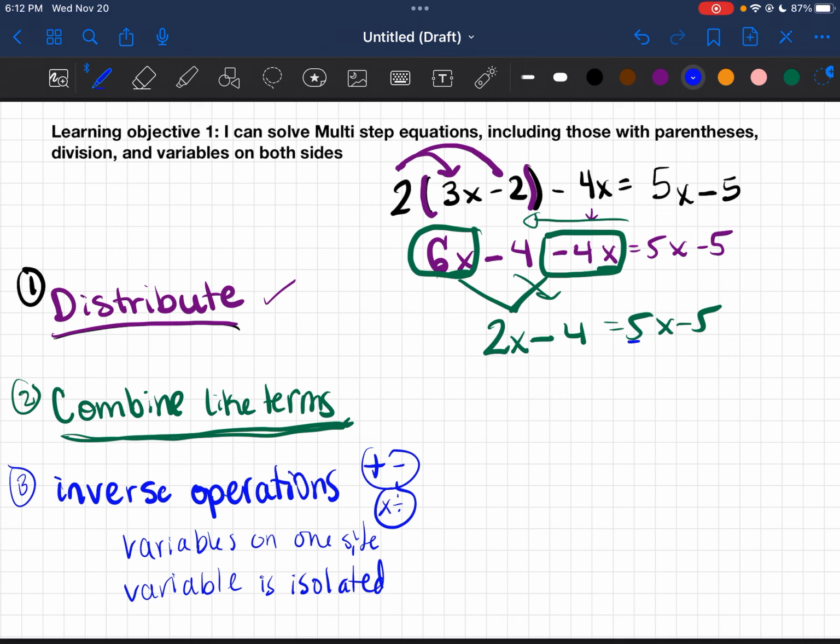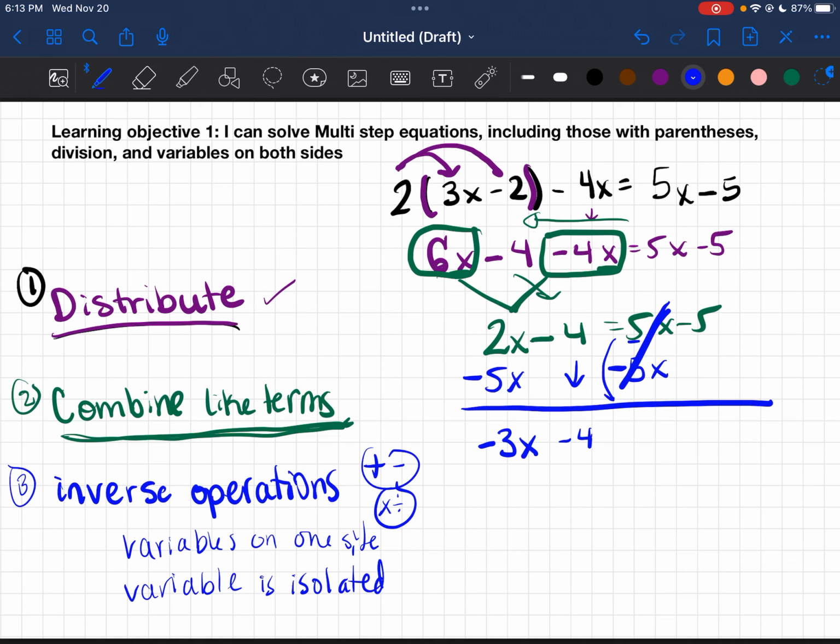So I have a positive 5x right here. So I'm going to subtract 5x from both sides. 2x minus 5x is -3x, and 5x minus 5x is 0. Bring down the rest of the problem, including that equal sign. And now I have all of my variables just on one side of the equal sign. So I've met this goal here.